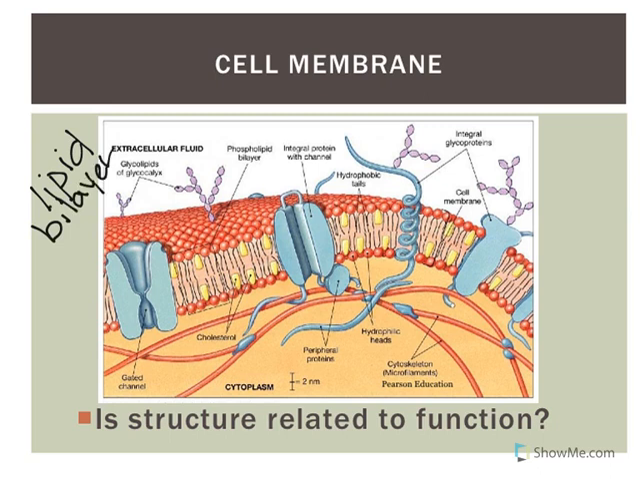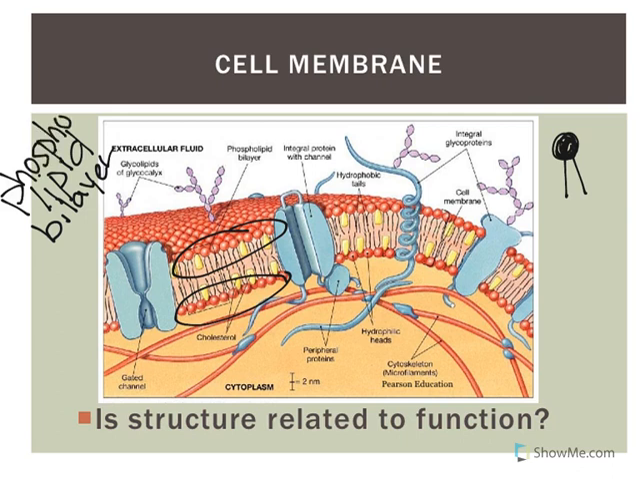You'll notice here there's one layer, here's the other. So they draw them like this, these little heads, and you have these tails. This we can call a phospholipid bilayer. So the phospholipids, this part is polar. It likes water. It's hydrophilic. These tails are nonpolar. They're hydrophobic.